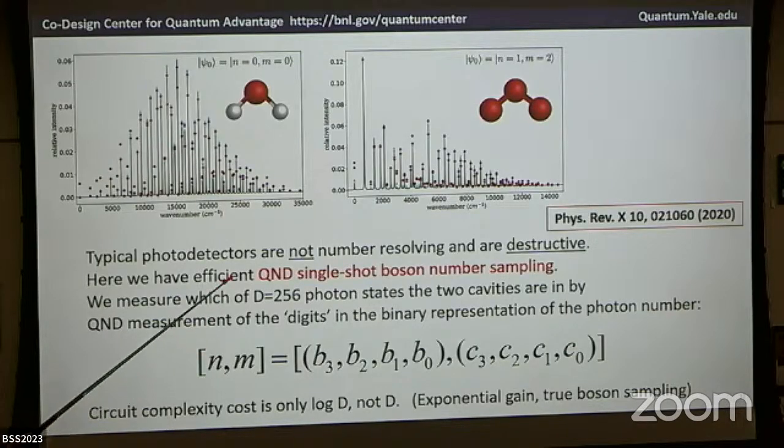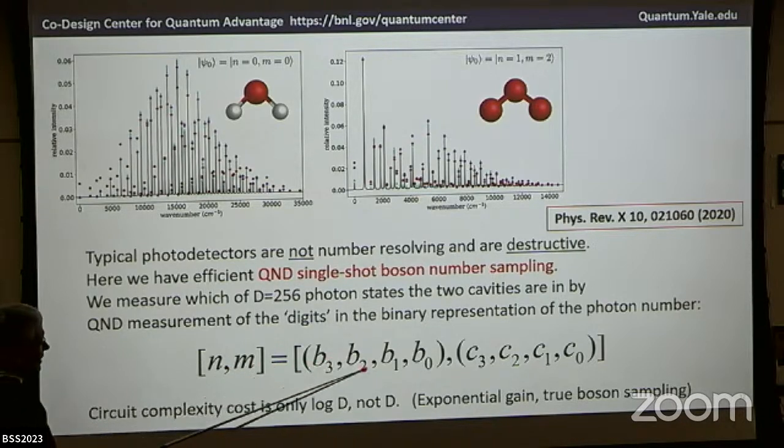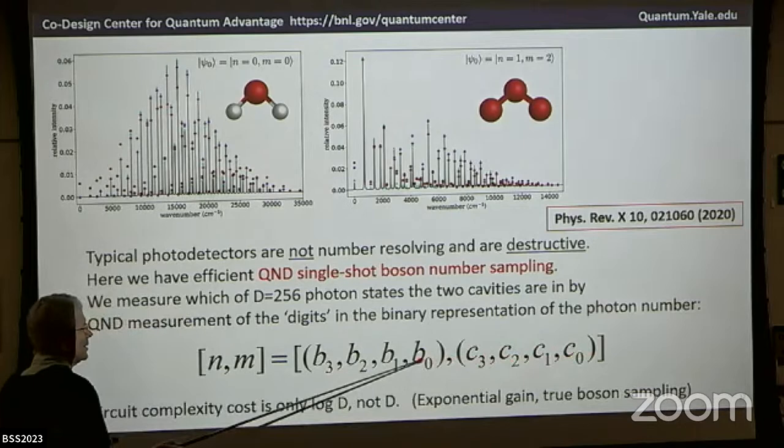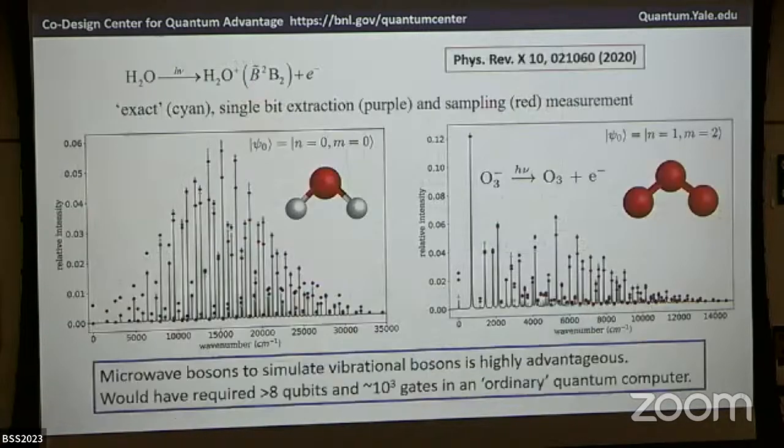I'll just emphasize you can't do this with typical photodetectors and optics that eat up the photons. They're starting to be able to do some photon number resolution, but not on the 0 to 15, as was done here. And we very efficiently get the 8 bits representing the 4 bits of the binary number in each cavity. If you try to do this on a qubit computer, it would take dozens of qubits and gate depth of 1,000. So we have demonstrated supremacy over not classical computers, but all existing quantum computers.